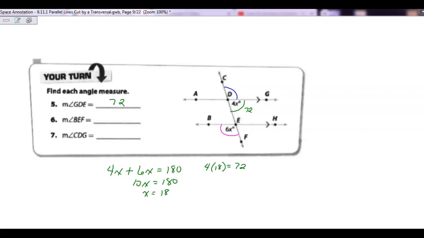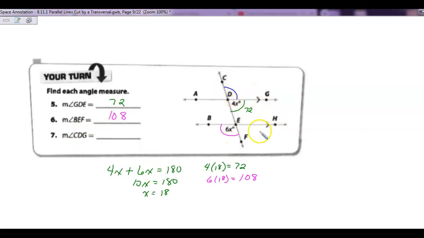Now find the measure of angle BEF, which is the one here in pink. So find the measure of that. Since we already knew that x is 18 from our earlier problem, take 6 times 18, we get 108. So it's 108 degrees. Now we're going to find the measure of CDG, which is this one here in blue.